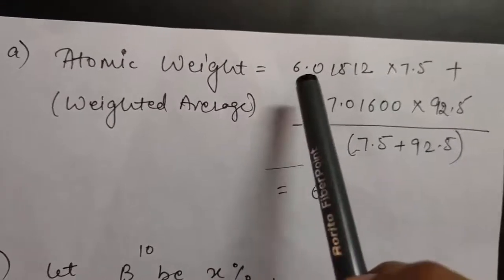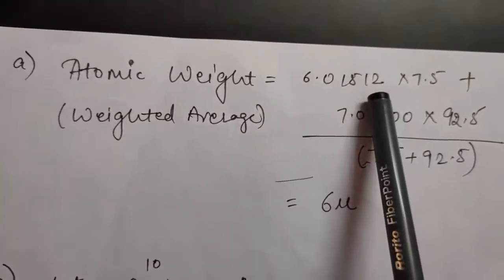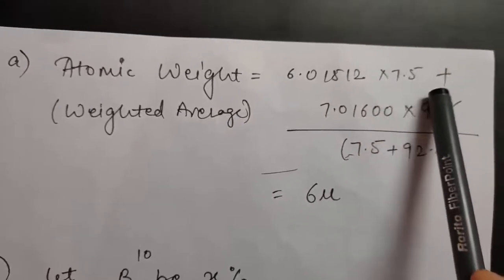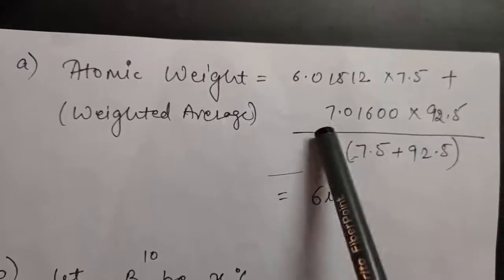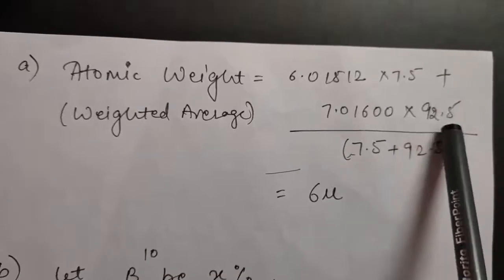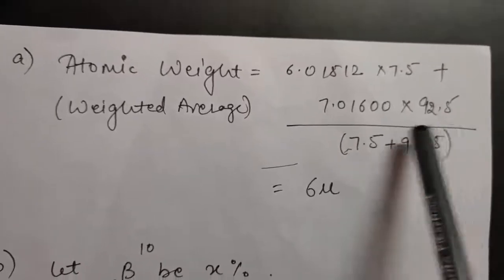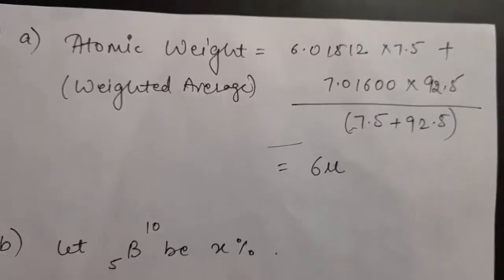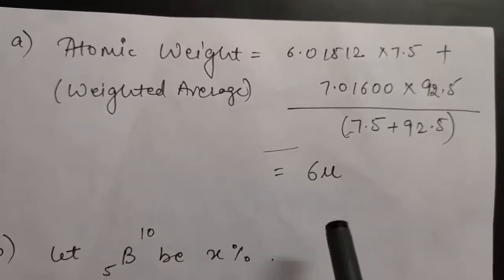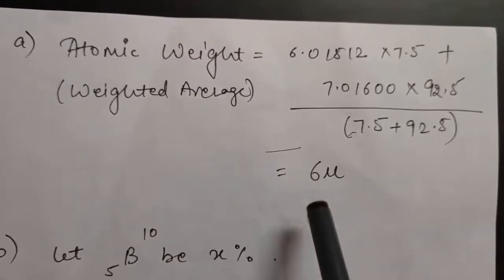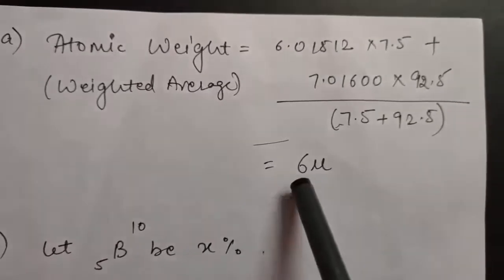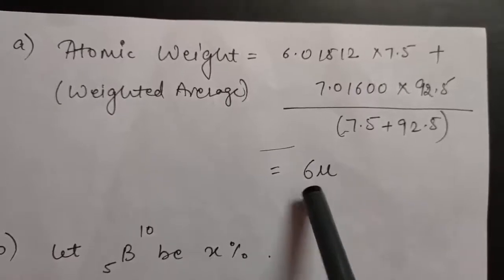Okay. So first of all, mass of lithium-6, that is 6.01512, into abundance of lithium-6, that is 7.5, plus mass of lithium-7, that is 7.01600, into your abundance of lithium-7, that is given to be 92.5%, upon total abundance, that will always be 100 obviously. So when you calculate it, the answer will come to be 6U. And one more thing, this U is nothing but atomic mass unit, because here the masses are given in atomic mass unit. So your final answer will also come in atomic mass unit.